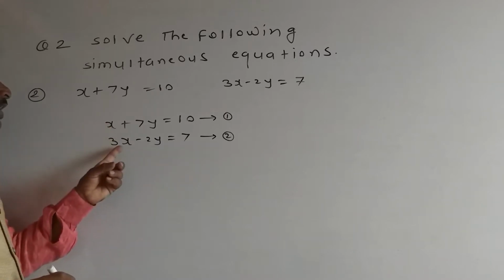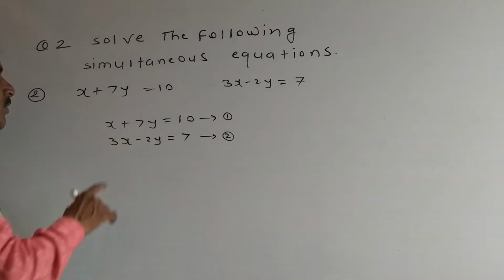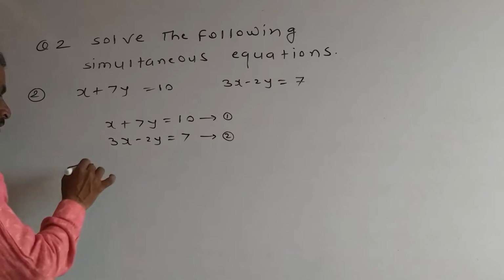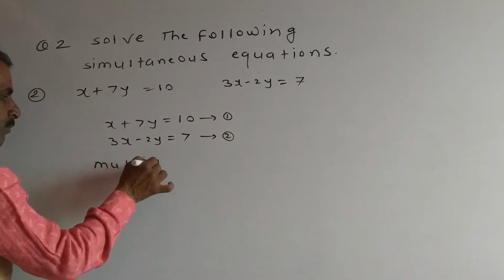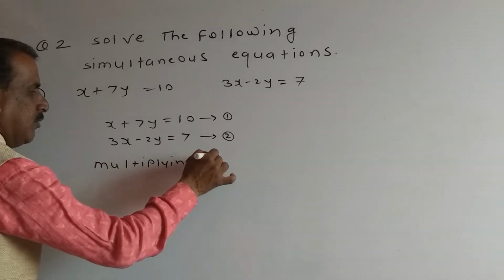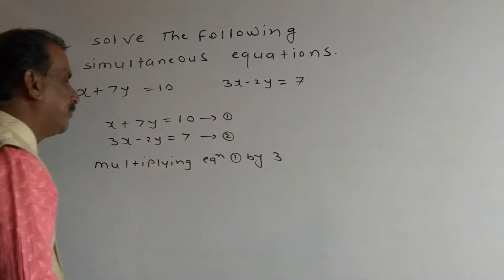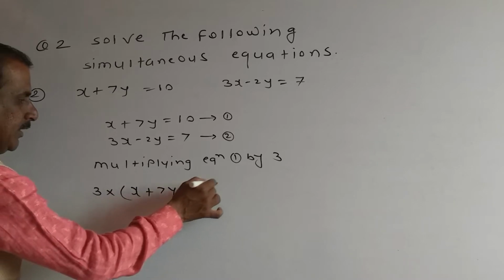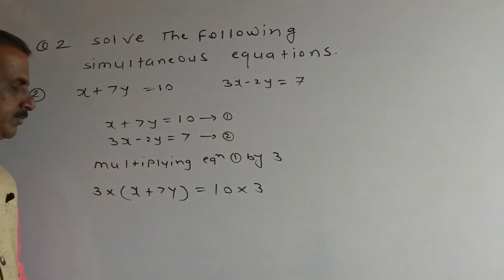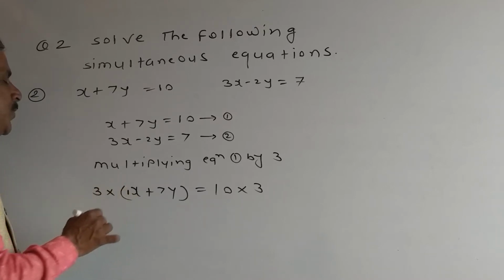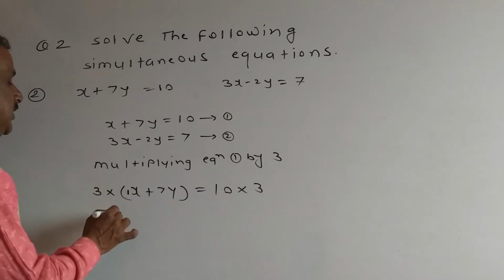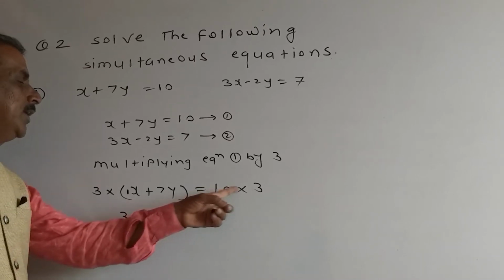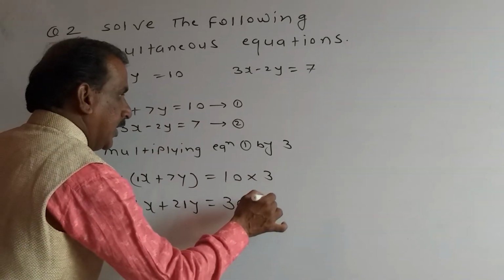Coefficient of x and y is not same. Means multiplying equation 1 by 3. Multiplying equation 1 by 3 means 3 into equation 1 is x plus 7y is equal to 10 into 3. 3 into x, coefficient of x is 1, means 3 into 1 means 3x plus 3 into 7 means 21y is equal to 10 into 3 means 30. Equation number 3.